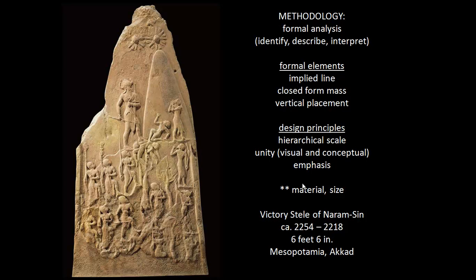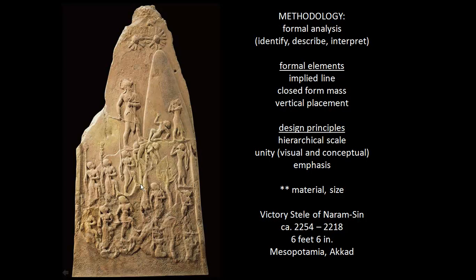The material is stone, doesn't matter which kind. The size, 6 feet 6 inches. So let's just keep that in our mind. All we're doing is identifying. Now let's move on to the describe. This is where we think about, okay, we've identified some formal elements and design principles. Now we want to think about, why did the artist choose these elements and principles?